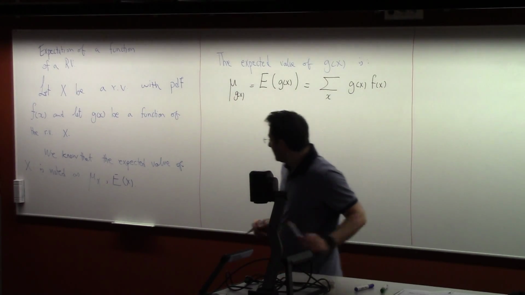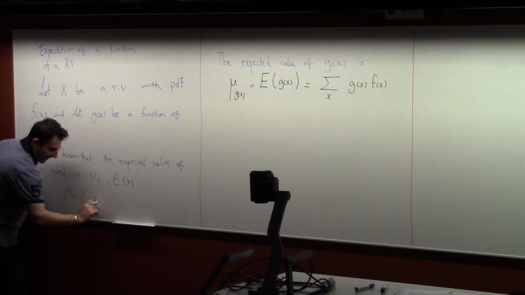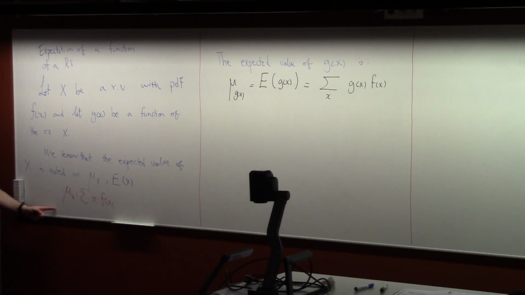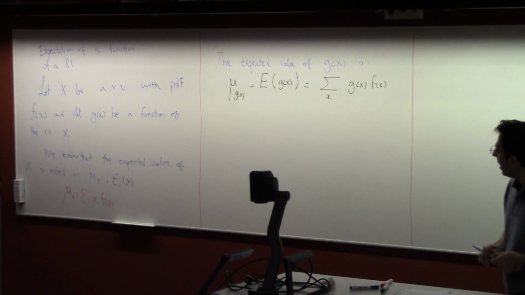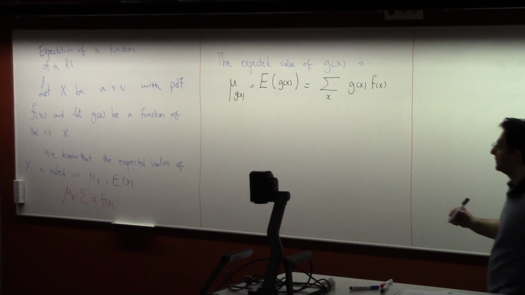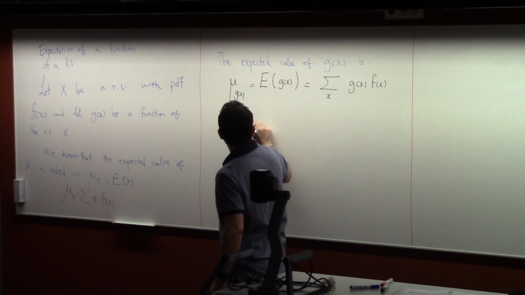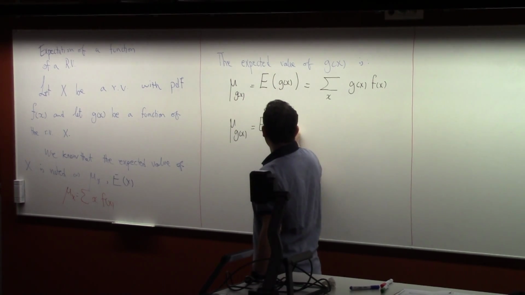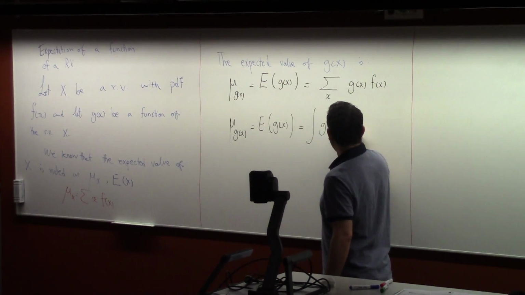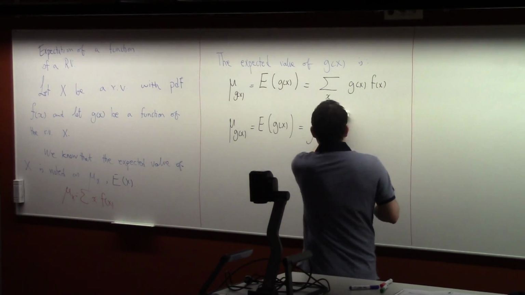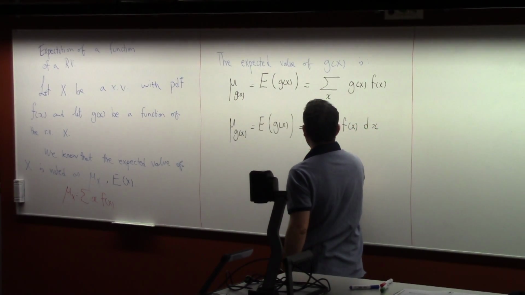We remember if it was a discrete value, what was mu of X? Right? And if it is a continuous random variable, mu of g(x) is basically the integral of g(x) f(x) dx, and the integral is from minus infinity to plus infinity.